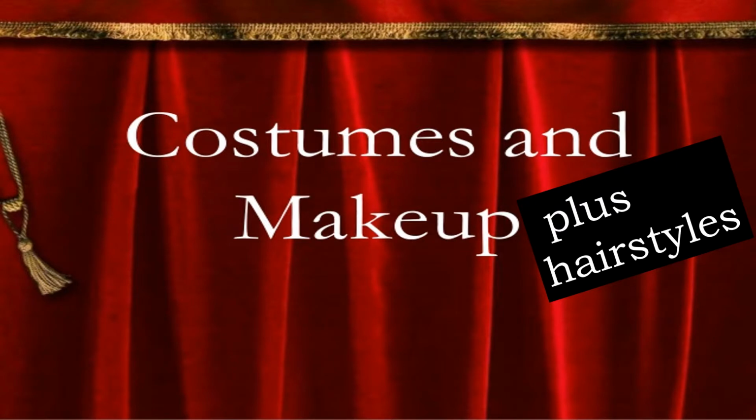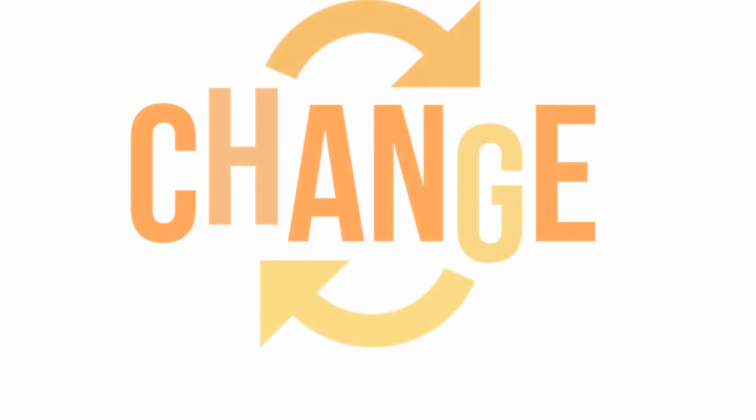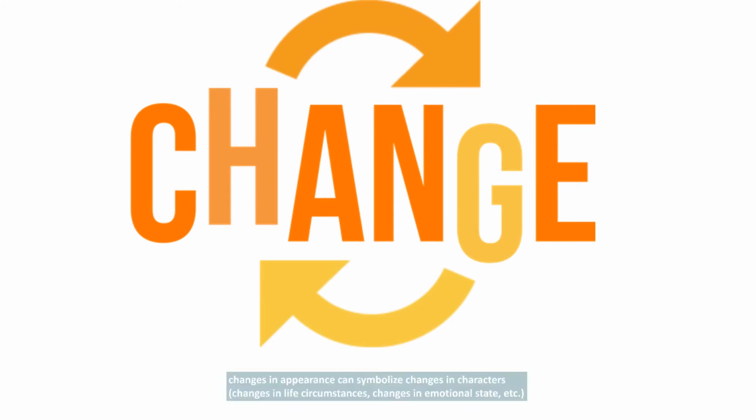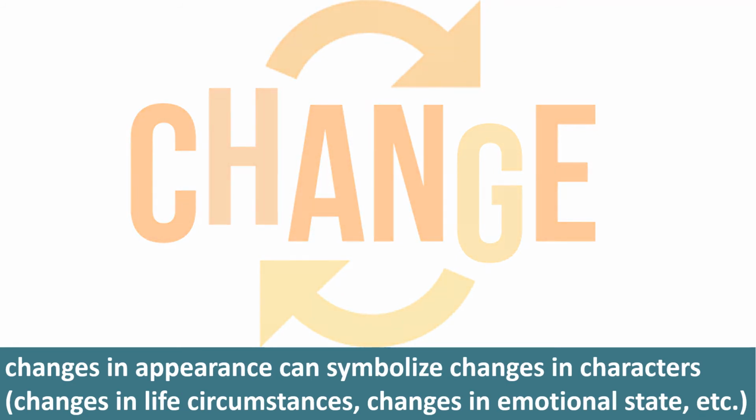Likewise, just as with production design, costumes, makeup, and hairstyles can also be used to communicate implicit meaning that is symbolic or that is thematic. In other words, symbolic but also directly related to one of the movie's themes. There are a lot of different ways that this can be done, but one of the most common is the ways in which changes in characters' physical appearances can be used to symbolize changes in those characters, whether it is changes to their life circumstances, changes to their emotional states, or some other kind of change.